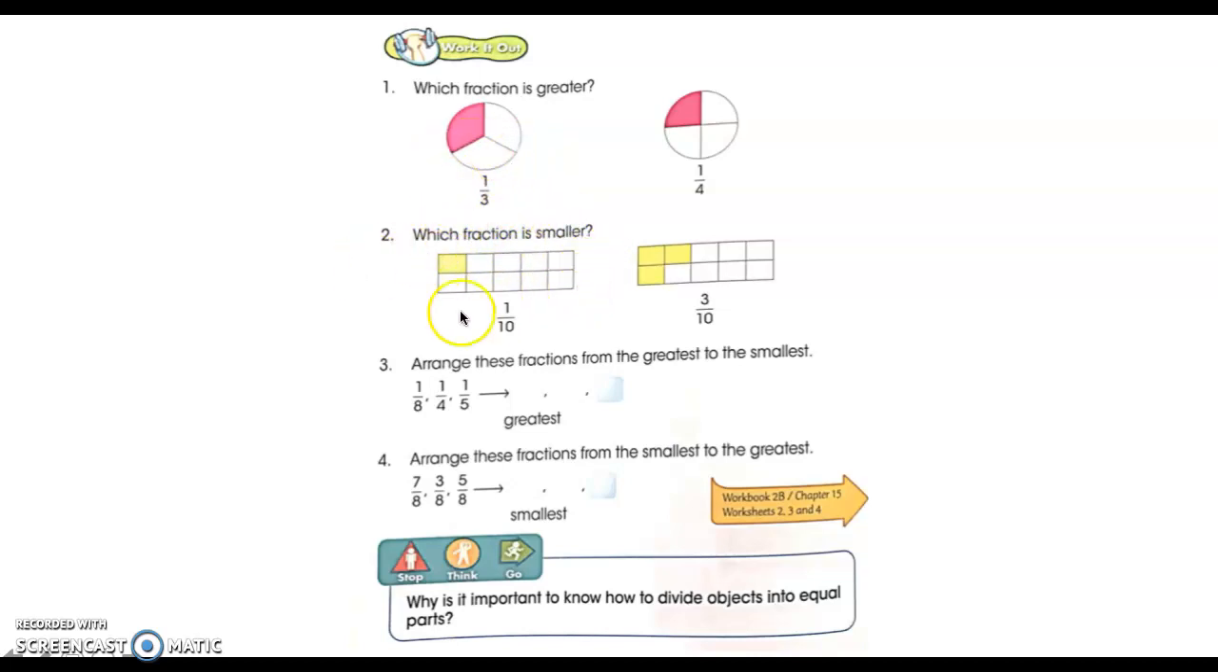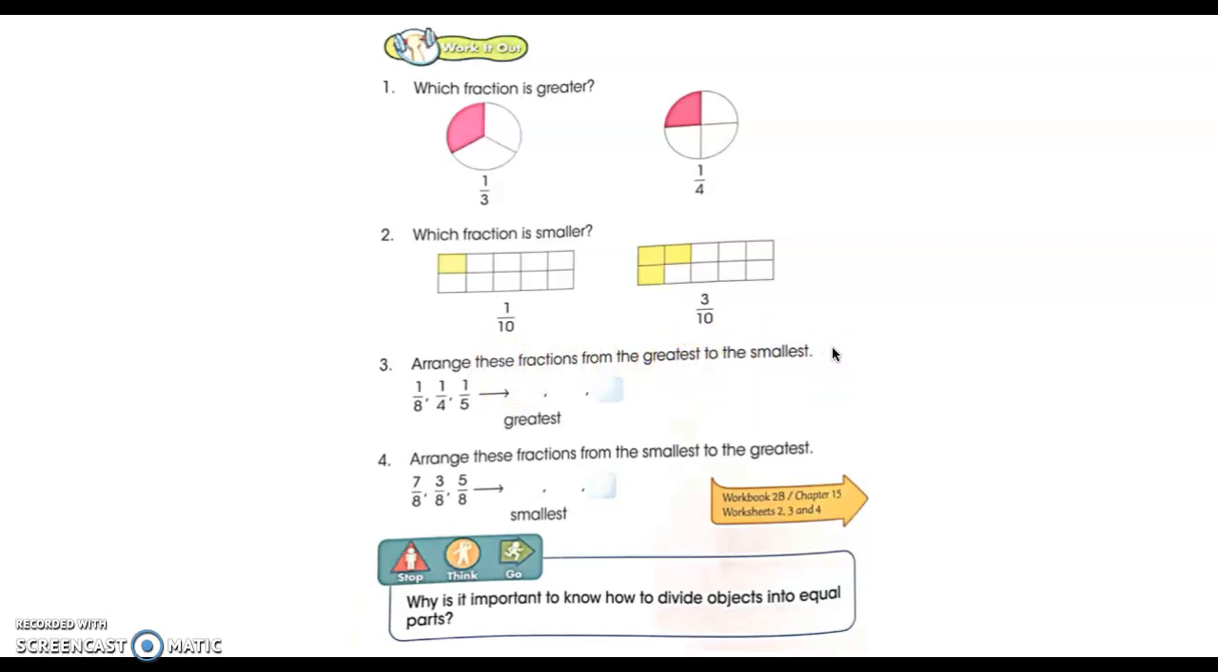Which fraction is smaller? So this one. The size of the whole is the same. See, 10, 10. So this is more, so this fraction will be more. Arrange these fractions from the greatest to the smallest.